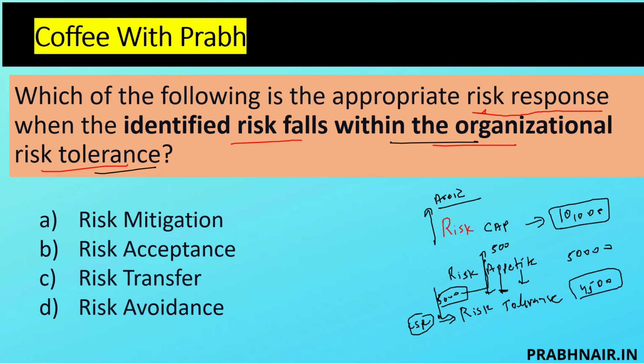So option A, mitigation. Mitigation is a control we implement to reduce the risk, but the question is not talking about reducing the risk. Second is risk acceptance. Makes sense, because risk acceptance is used when the risk is below the appetite level. And risk transfer is all about transferring the risk to a third party. When we're talking about transferring the risk, it is like an insurance.